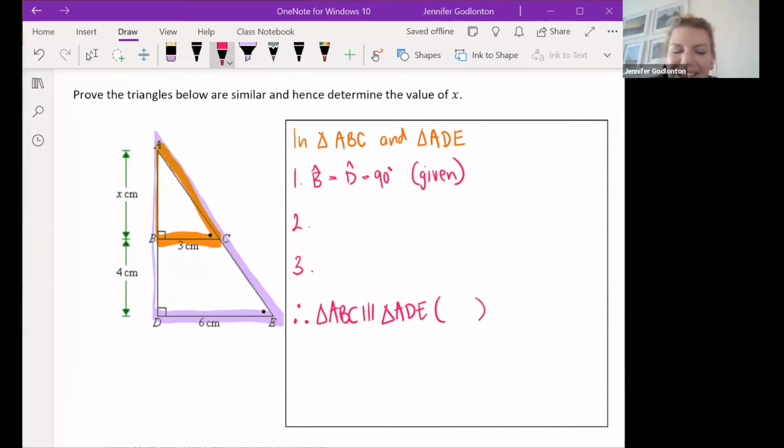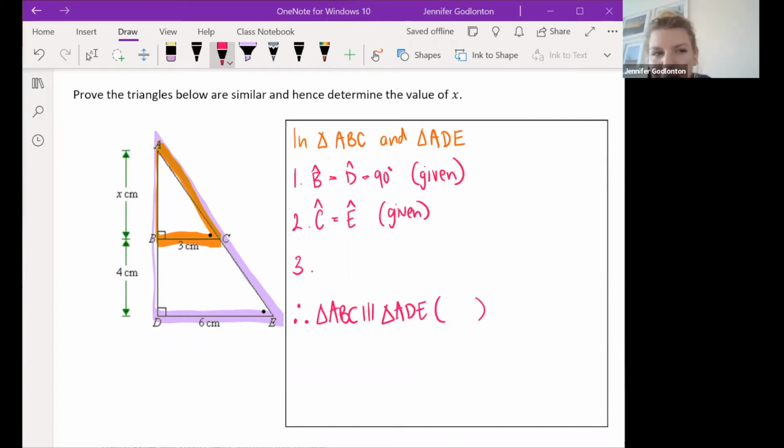Okay, Unati, can you tell me reason number 2? Ma'am, is it angle C is equal to angle E? Angle C is definitely equal to angle E. What's my reason for that? Given. Beautiful. Now for the third one, you can write two different things. So I'm open for two different answers here.